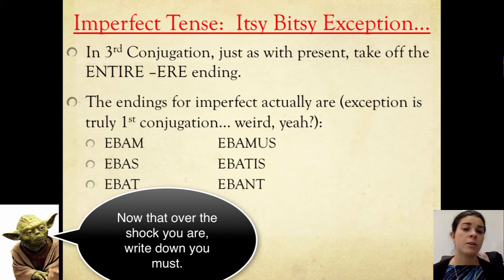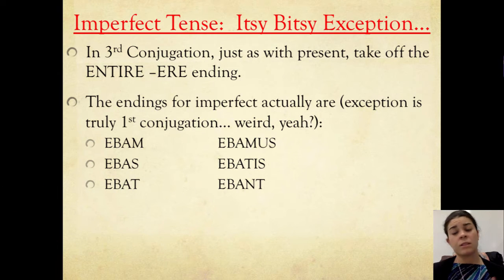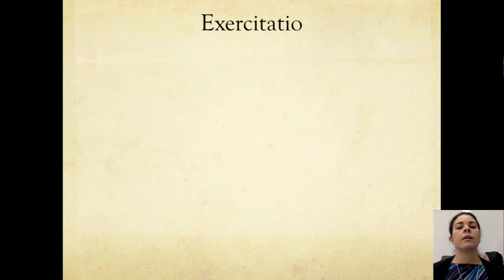And really, you only need to know this if you're composing, because when you read it, you're just going to read it as imperfect and use the same indicator anyways. So the translation is still the same. Nothing has changed about that at all. It still was or were verbing or used to verb, depending on which one you want to use. Context will tell you. Now let's try a practice.